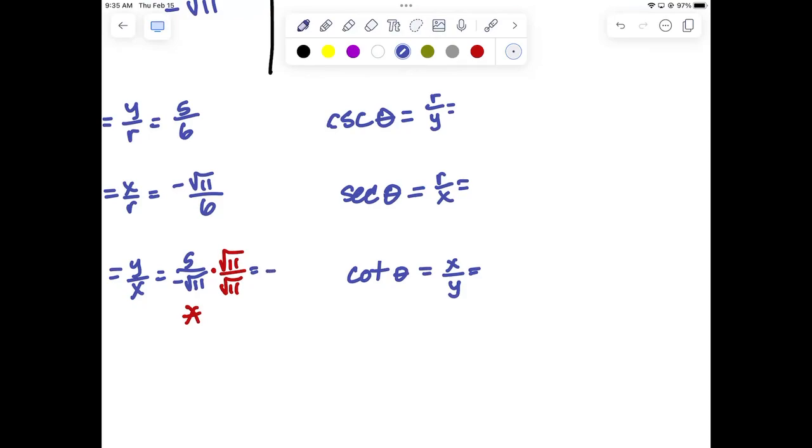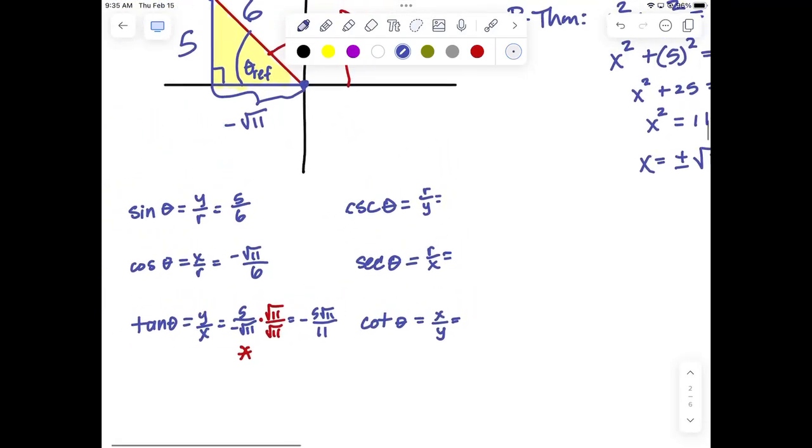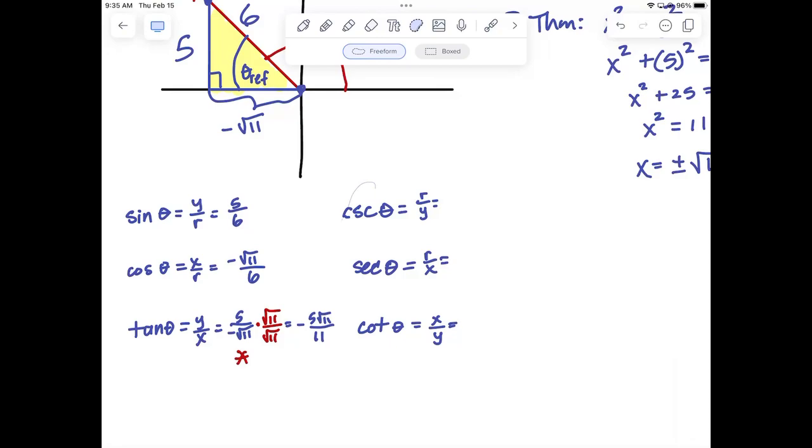So we get negative 5 square root of 11 over 11. The negative could be in the top or the bottom now. You can pull that negative out front or you can put it in the top. Because the bottom is negative, the whole ratio is negative. So negative 5 square root of 11 over 11 is what we prefer. I'm not going to count it right if you put 5 over negative square root of 11. I want you to get in the habit of rationalizing your denominators.